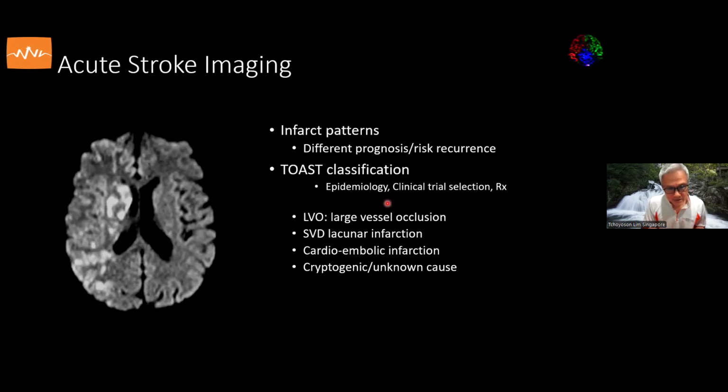Once we detect the abnormality, we will try as radiologists to determine the infarct pattern. We will try to classify them into large vessel occlusion, small vessel lacunar infarcts, cardioembolic infarcts, or if we can't classify them as such, then they are classified as unknown. Each of these pathophysiology mechanisms has a different prognosis and risk of recurrence.